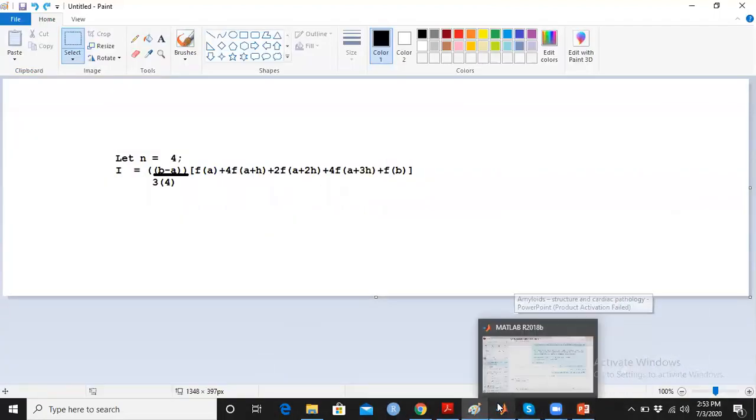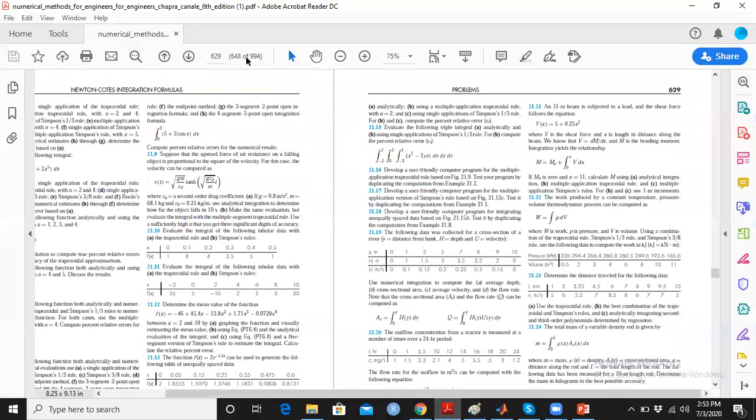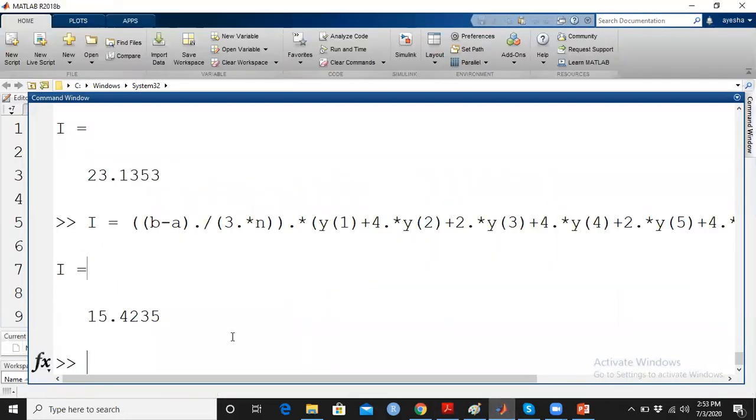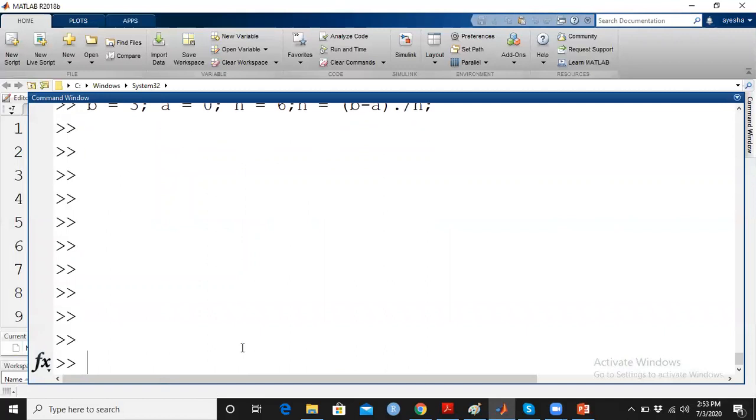Now next the point is to solve the problem. You can see here 5 plus 3 cos x is the integrand, and the lower limit is 0, upper limit is 3. And let us solve it when n is equal to 4. Let me type here the step size. B is the upper limit, 3, A is 0, the lower limit, and N is 4. H is the step size, H is B minus A divided by N.